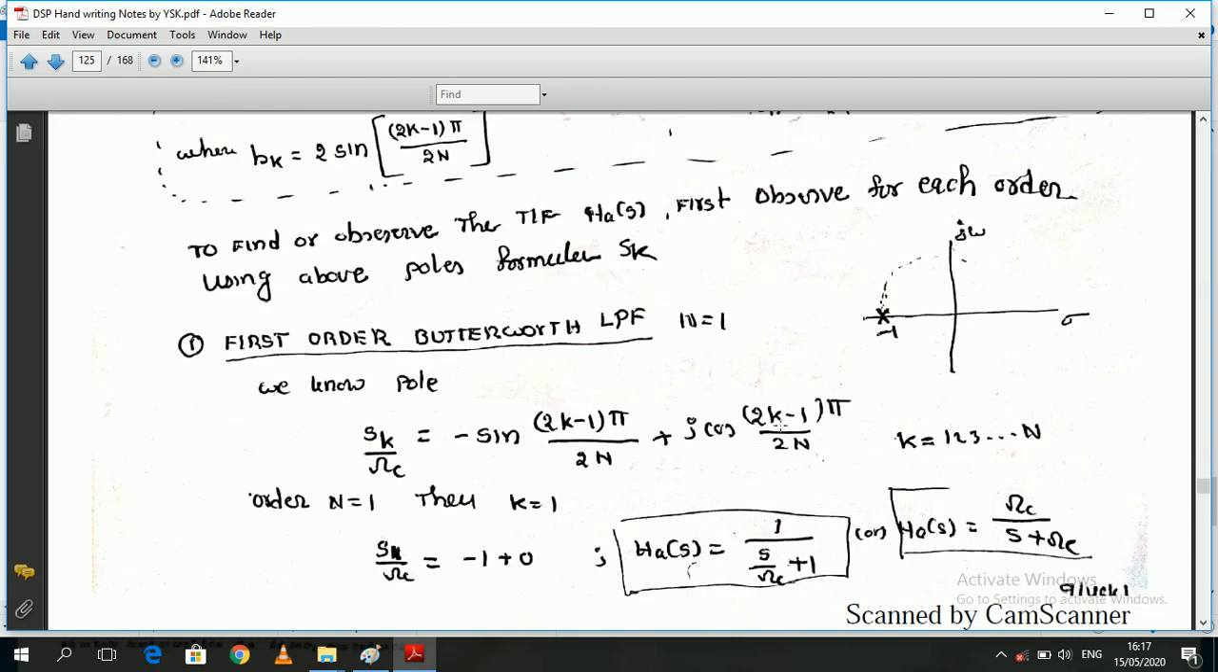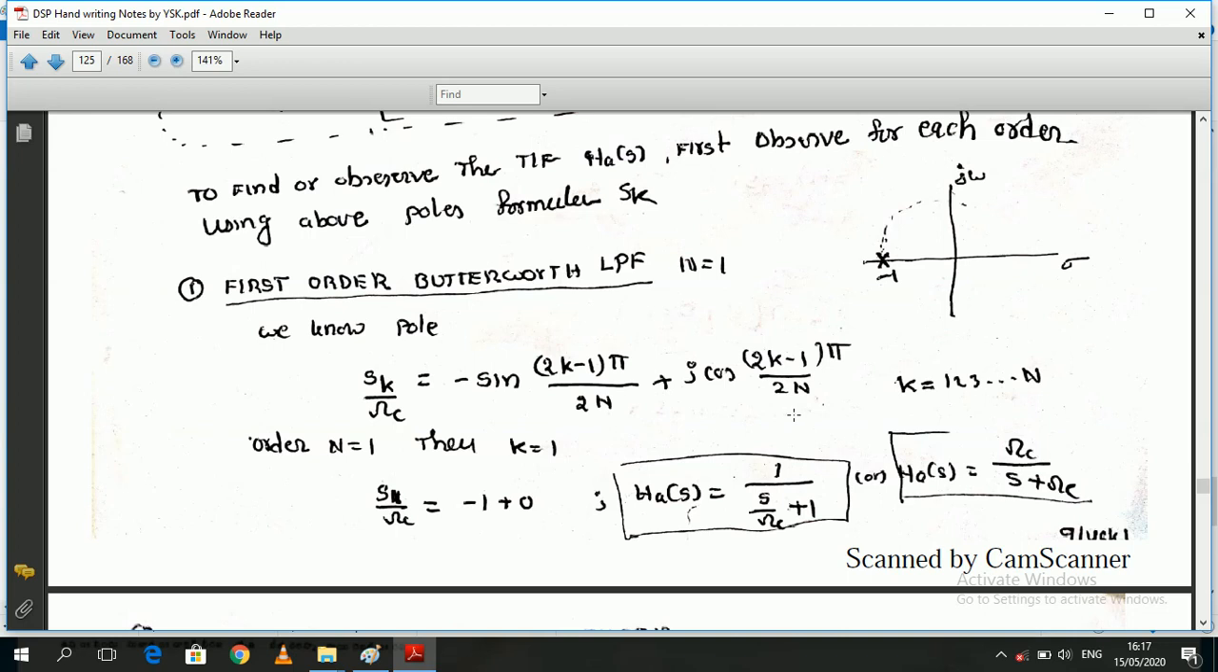First observe each order. See, first order Butterworth low pass filter, n equal to 1. So s_k by omega c is equal to minus sine((2k minus 1) pi by 2n) plus j cos((2k minus 1) pi by 2n). This is the formula, k equal to 1, 2, 3 up to n. If you substitute n equal to 1 and k equal to 1, then we get s_k by omega c equal to minus 1.